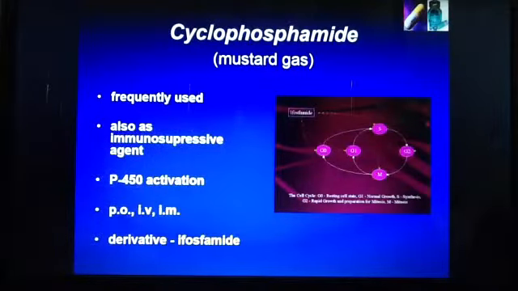So let's look at cyclophosphamide, mustard gas. So this is frequently used, and it is also used as an immunosuppressive agent. And there is in the liver P450, cytochrome P450 activation. And this is given by mouth, IV, or IM. And one derivative of this is the ifosfamide. So remember that for cyclophosphamide, remember ifosfamide.